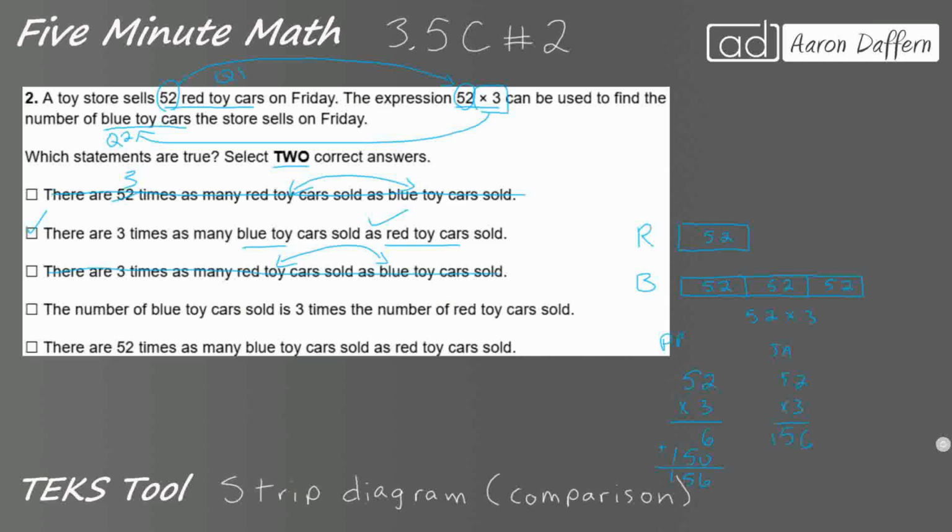The number of blue toy cars sold is 3 times the number of red toy cars. Is the number of blue toy cars 3 times as much as the red toy cars? Yeah, that's what we read right here. They just worded it slightly differently. And there are 52 times? No, there's not 52 times. There's 3 times. Remember, 52 is the number of red toy cars. So that is incorrect. So it's the second and fourth option.